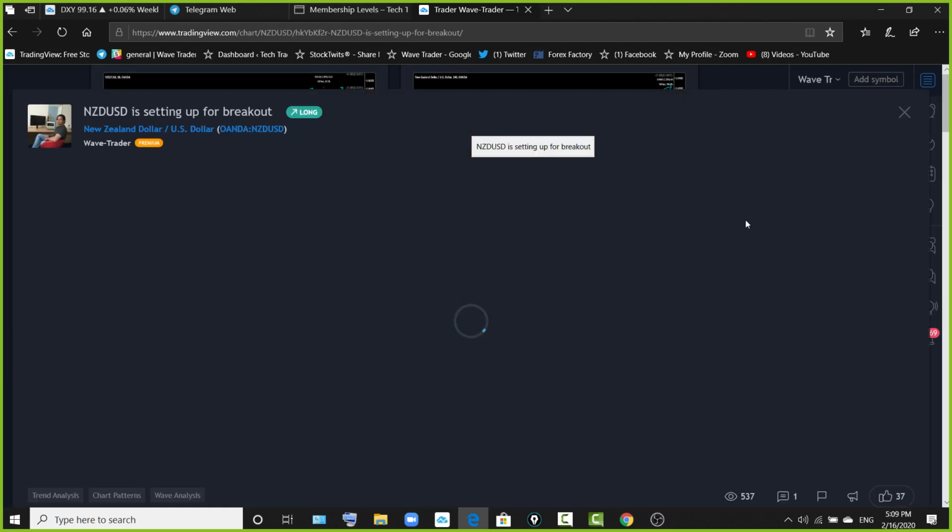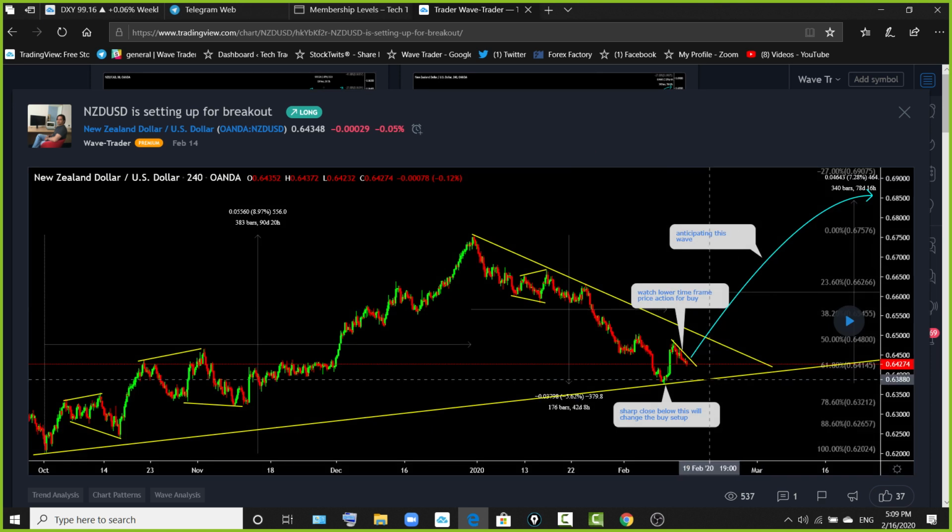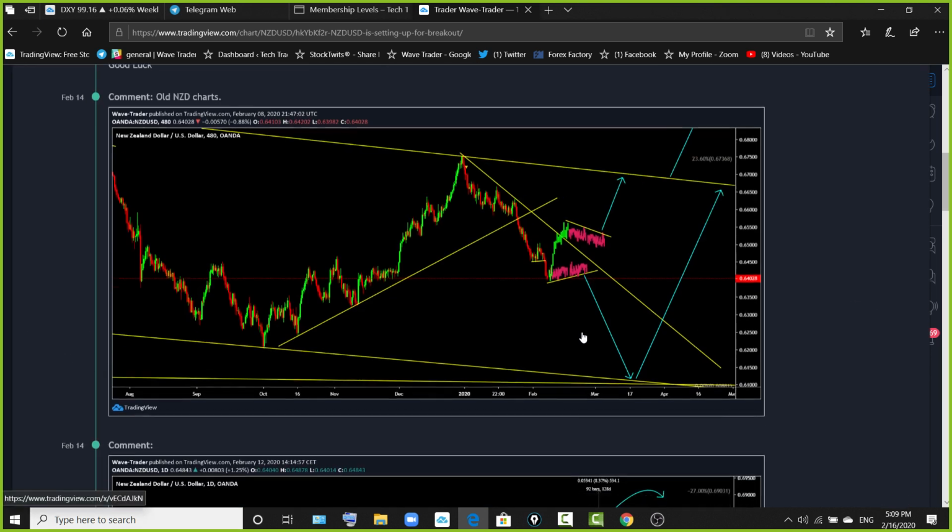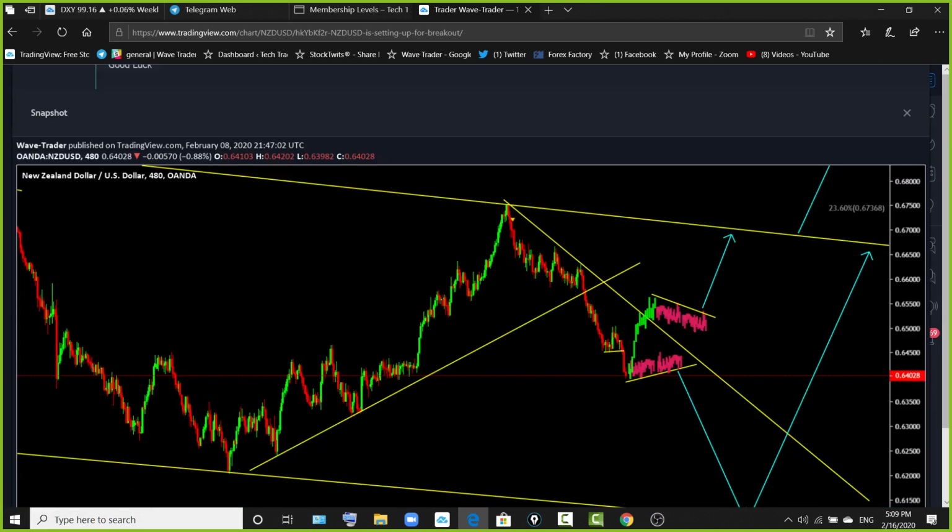Same analysis on the New Zealand dollar US dollar chart. Last week, if you remember, I showed you this chart: either correct and push for one more down. We did not see that correction. We saw an aggressive move. Now the correction is just happening. Now that correction should break out and price should continue to go higher.